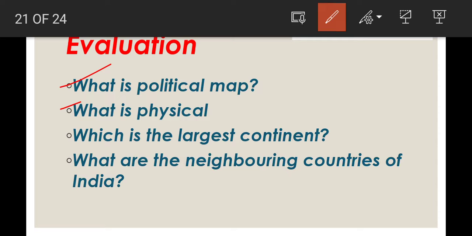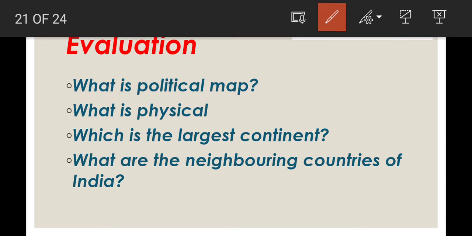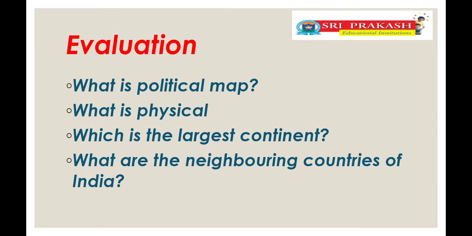Okay. Next, which is the largest continent? The largest continent is Asia. And the next one, what are the neighboring countries of India, children? Pakistan, Afghanistan, China, Nepal, Bhutan, Myanmar, Bangladesh. These are the boundaries, meaning neighboring countries of India, children.